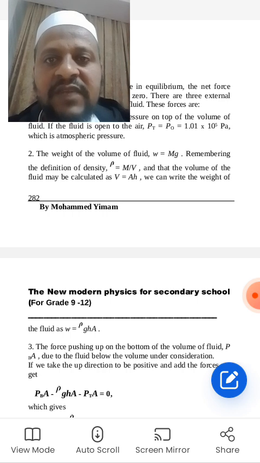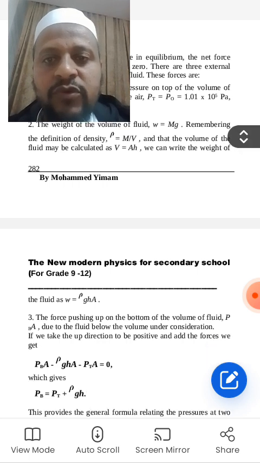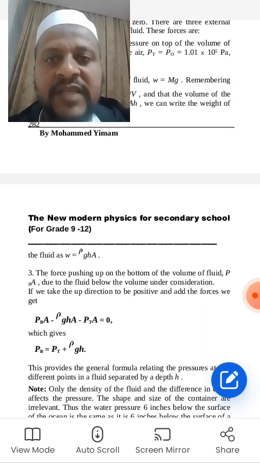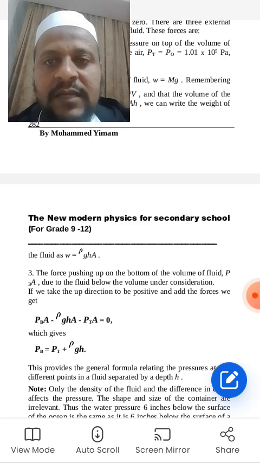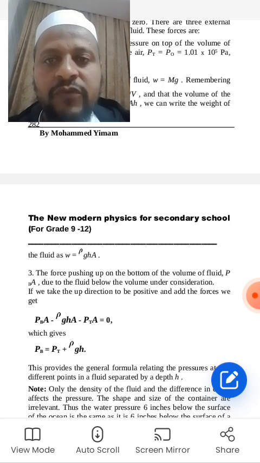Remembering the definition of density, density is equal to mass over volume, and that the volume of the fluid may be calculated as volume is equal to area times height, we can write the weight of the fluid W is equal to rho g h A. Number 3, the force pushing up the bottom of the volume of the fluid, PB A, due to the fluid between the volume under consideration.